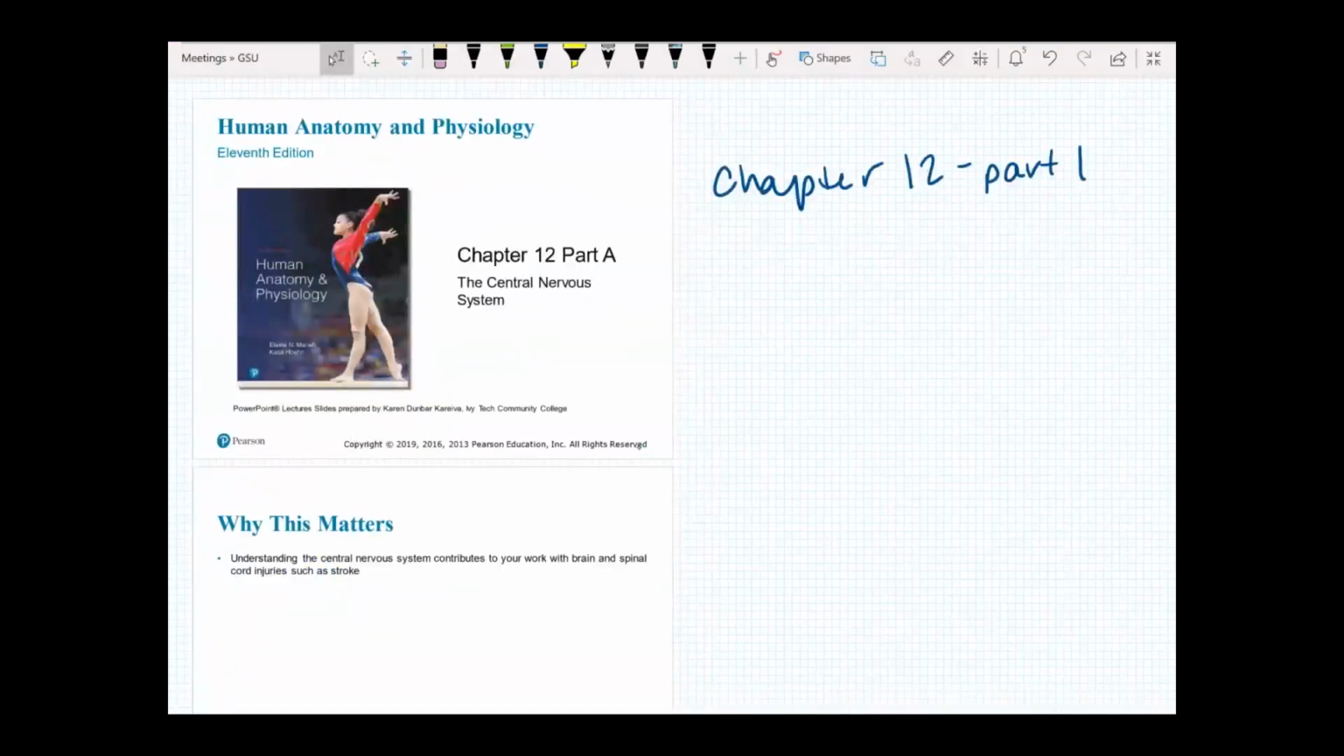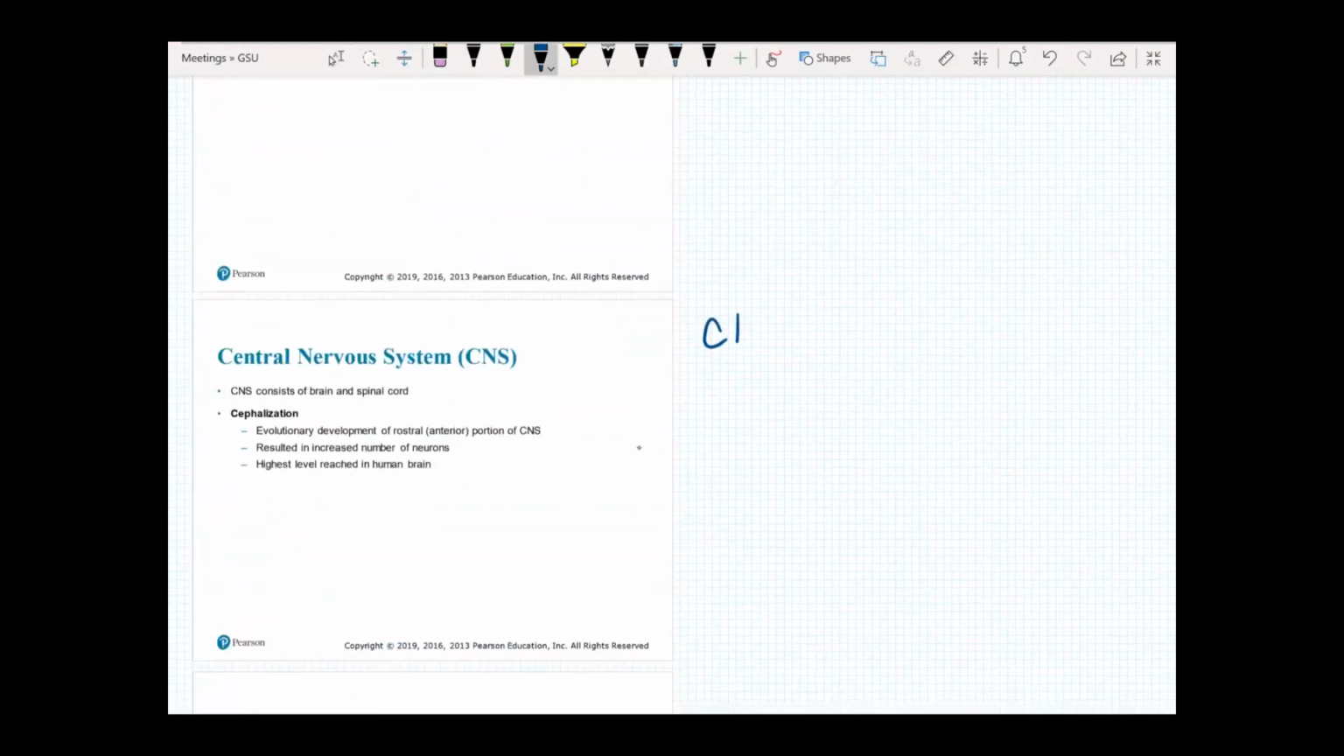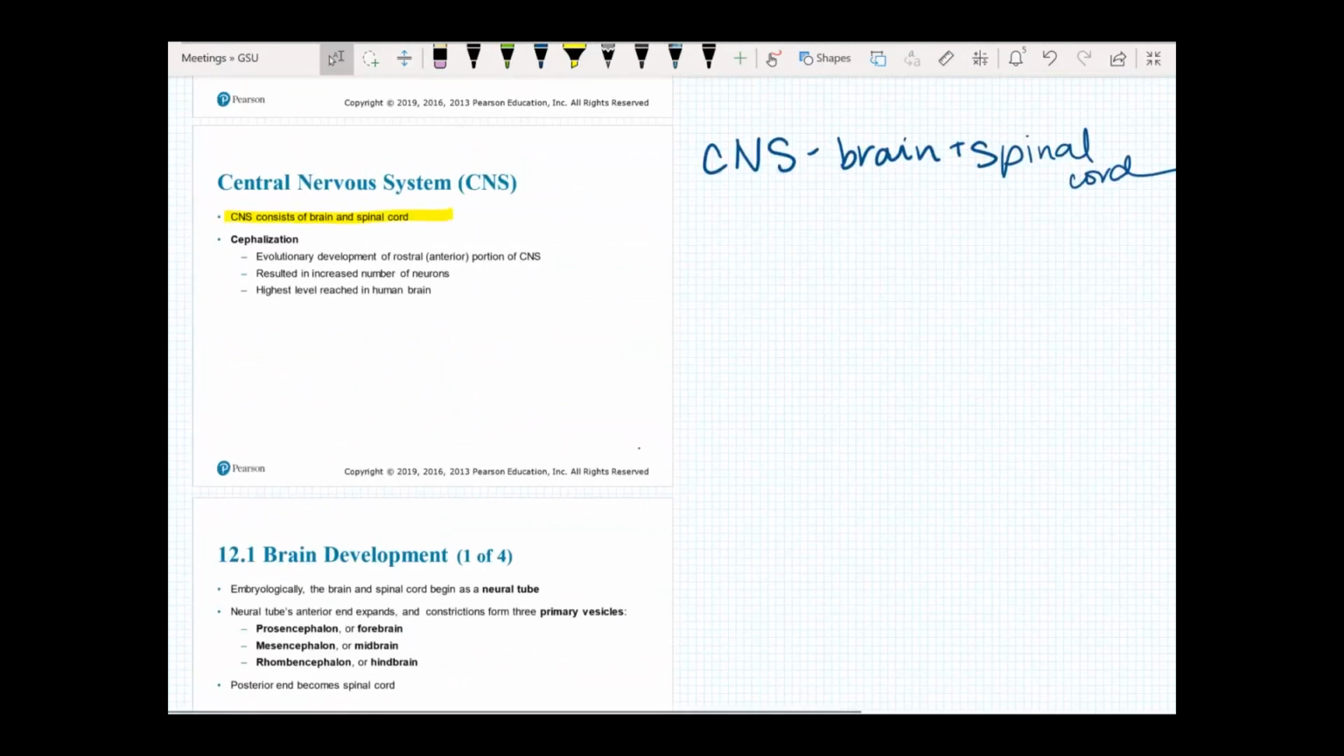This recording is going to cover Chapter 12, Part 1, and we're going to start focusing on the central nervous system. So as we're talking about the CNS, or the central nervous system, we are speaking of the brain and the spinal cord. So Chapter 12 will cover these. This video will cover the brain, and then the second one will cover the spinal cord.